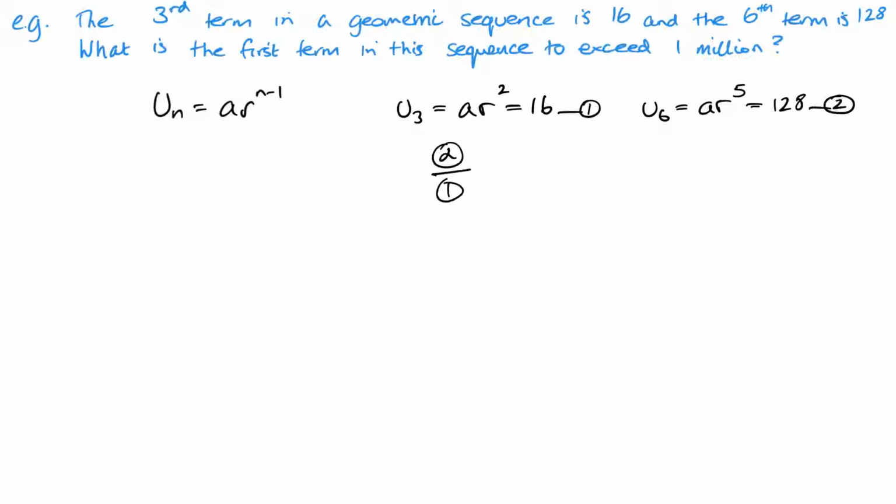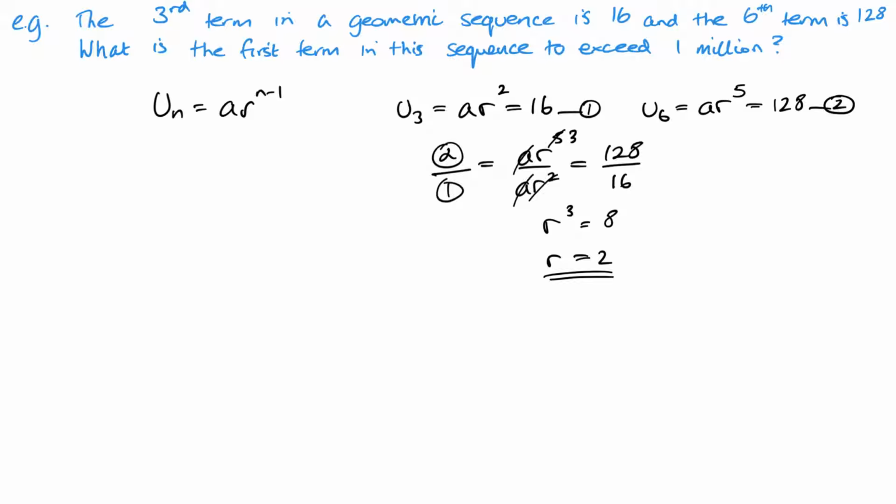So take the bigger one, divide by the smaller one, make our lives easier. ar^5 over ar squared equals 128 over 16. So the a's cancel, and r^5 over r squared gives me r cubed. So I get r cubed on the left, 128 divided by 16 is 8, r equals 2. Now I should point out that this one and the one before had an odd power, so it was obvious that this was going to be positive. If you've got a squared or something where it could be plus or minus, then often the question will tell you that the common ratio is positive or the common ratio is negative.